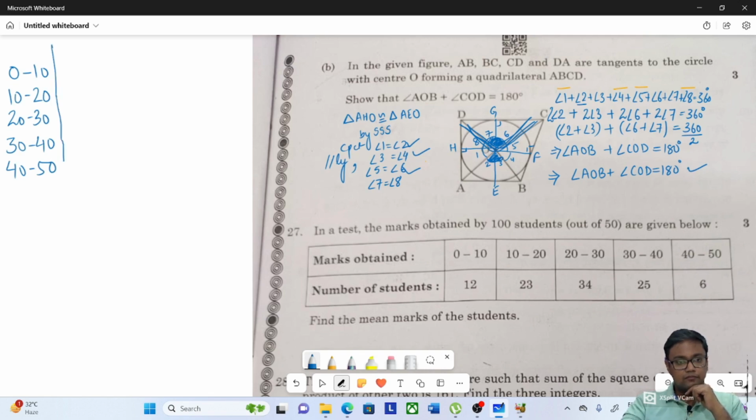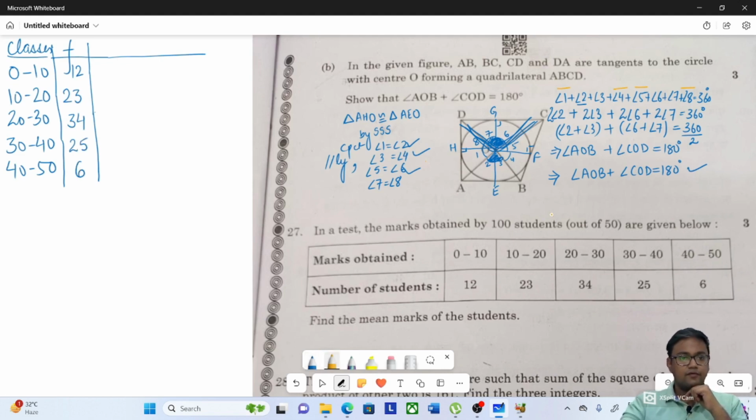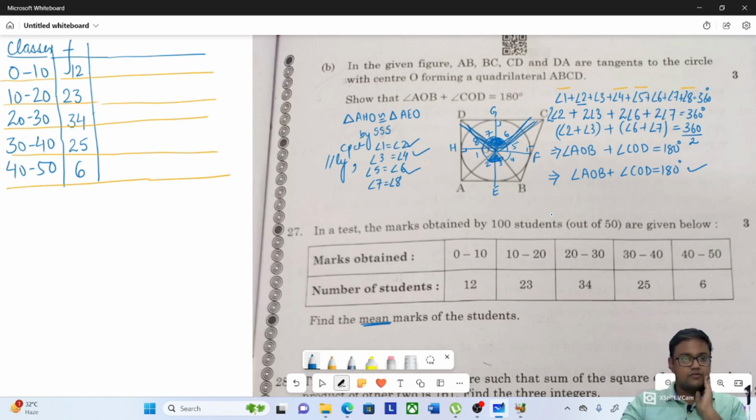And then these are the classes we have here. Frequency is mentioned here. Frequency is 12, 23, 34, 25 and 6. So these are the data values which are given to you, children, and see what next is to be done. We need to find the mean marks of a child.